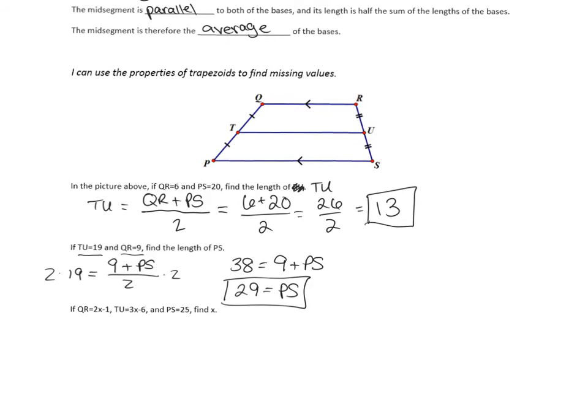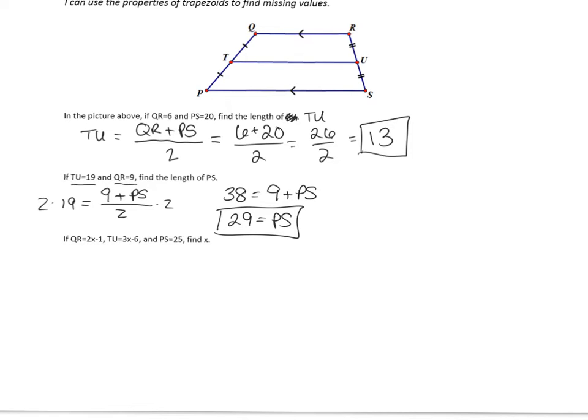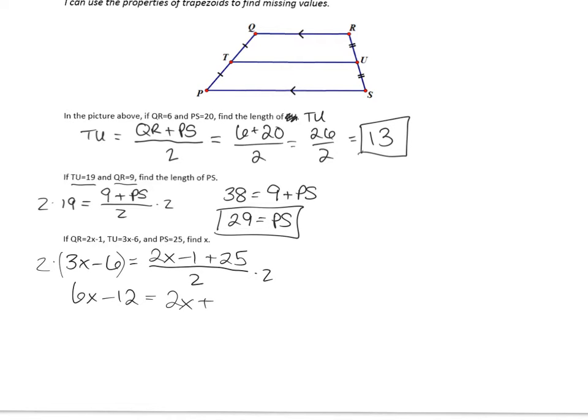We can also do this a little bit more algebraically. I can give you different algebraic values for your segments. So TU is 3x minus 6, and that has to equal 2x minus 1 plus 25 divided by 2. I'm going to start off by multiplying both sides by 2 to get rid of my fraction. And I get 6x minus 12 equals 2x minus 1 plus 25, which becomes 2x plus 24. I'm going to get all of my x's on the same side and all of my numbers on the other side. So I end up with 4x equals 36, so x is 9.